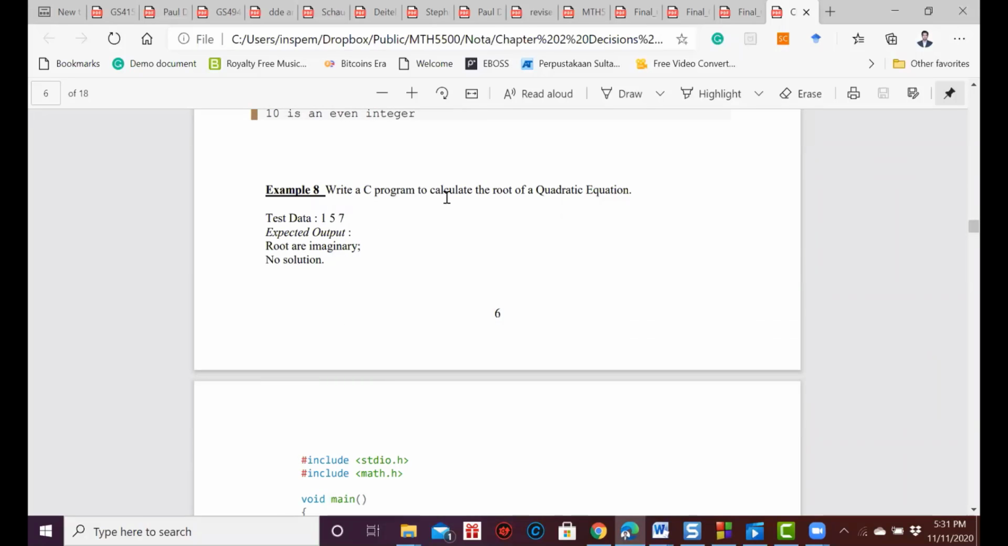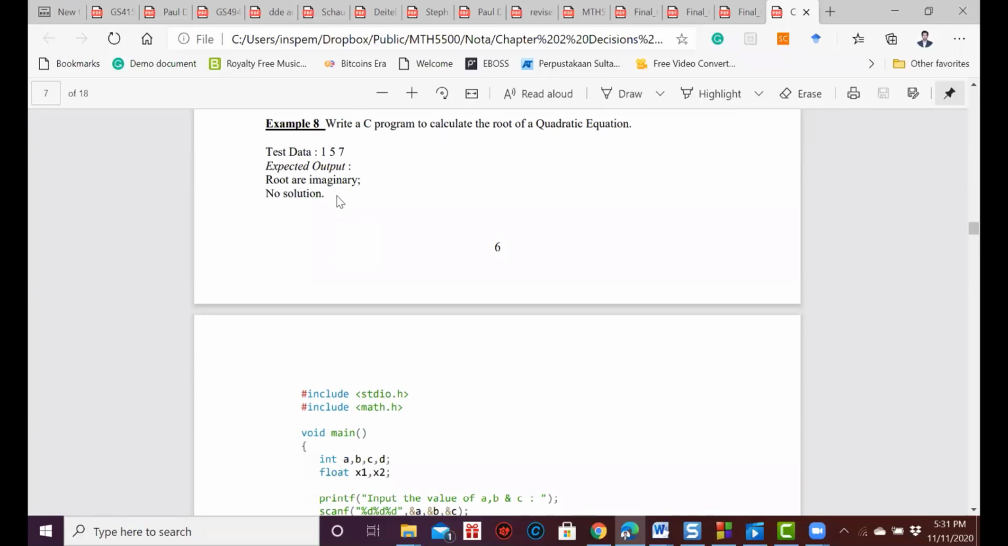Now write this program to calculate the roots of quadratic equations. For example here, roots of quadratics. I think you are familiar with the quadratic formula and how to find the roots. Quadratic has two roots. Test data 1 5 7, expecting output: roots are imaginary, so no solution. This one is the example of the data input and the output.